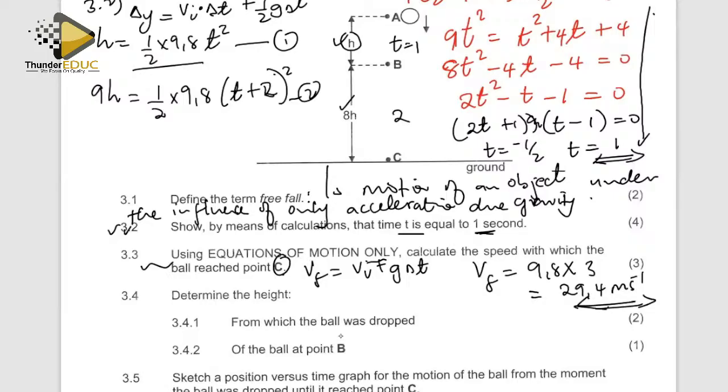The other alternative is by you going through the displacement approach and you use VF squared is equal to VI squared plus 2g delta y.